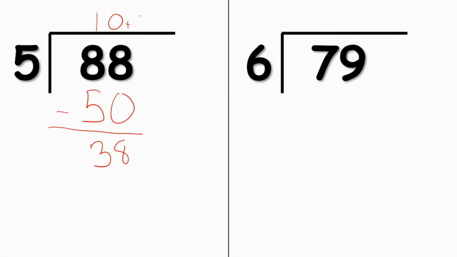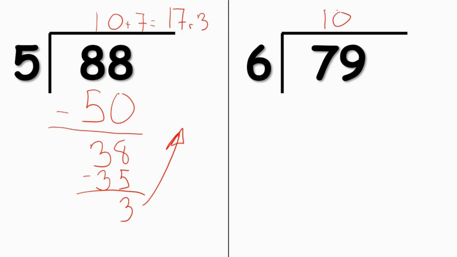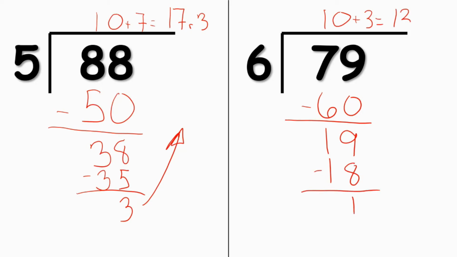Have you ever found the quotient by counting it out? Divide them equally, divide them equally. Have you ever found the quotient by counting it out?